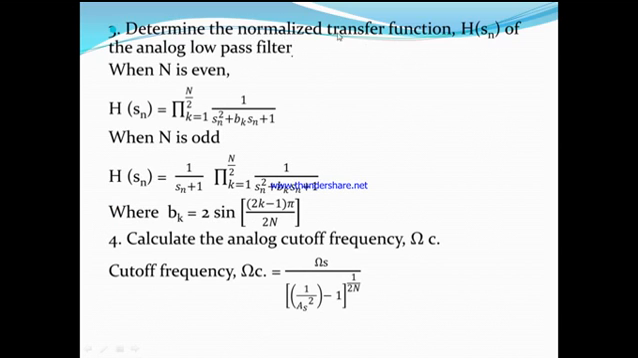Next one, determine the normalized transfer function Hn of s of the analog low pass filter. When n is even, the normalized transfer function equals the product for k equal to 1 to n by 2 of 1 divided by Sn square plus bk Sn plus 1. And for n odd, we have the expression Hn of s equal to 1 by Sn plus 1 times the product for k equal to 1 to n by 2 of 1 by Sn square plus bk Sn plus 1. Next one, calculate the analog cutoff frequency, equal to omega s by the analog sample frequency divided by 1 by As the whole square minus 1, the whole power 1 by 2n.